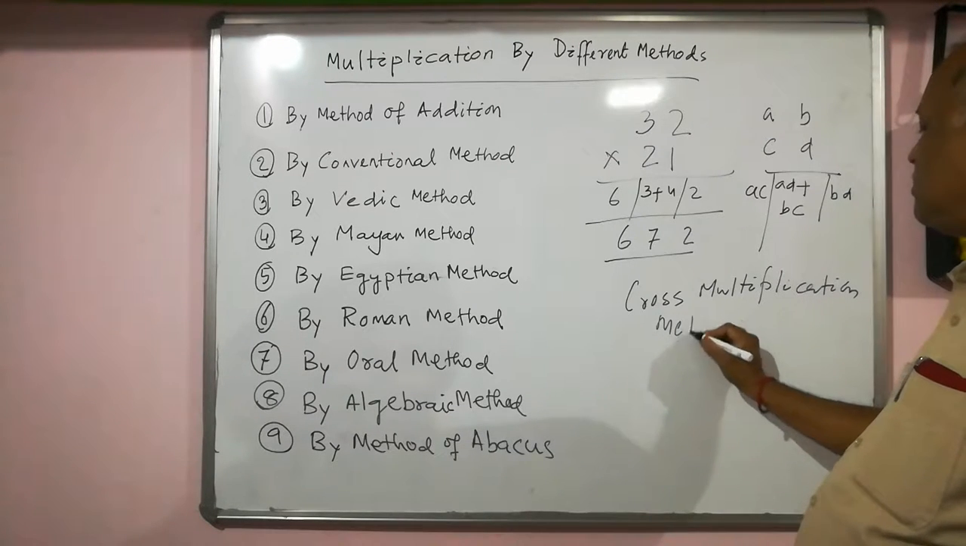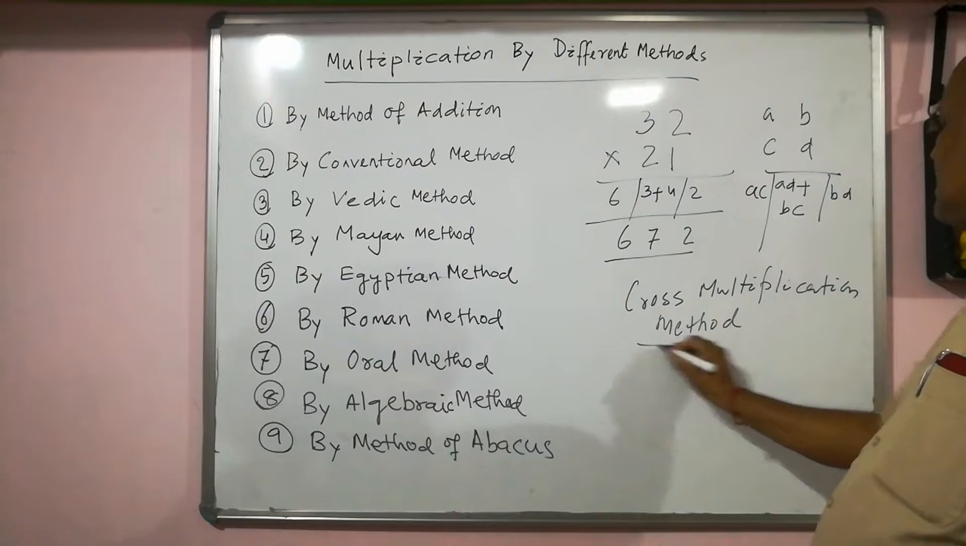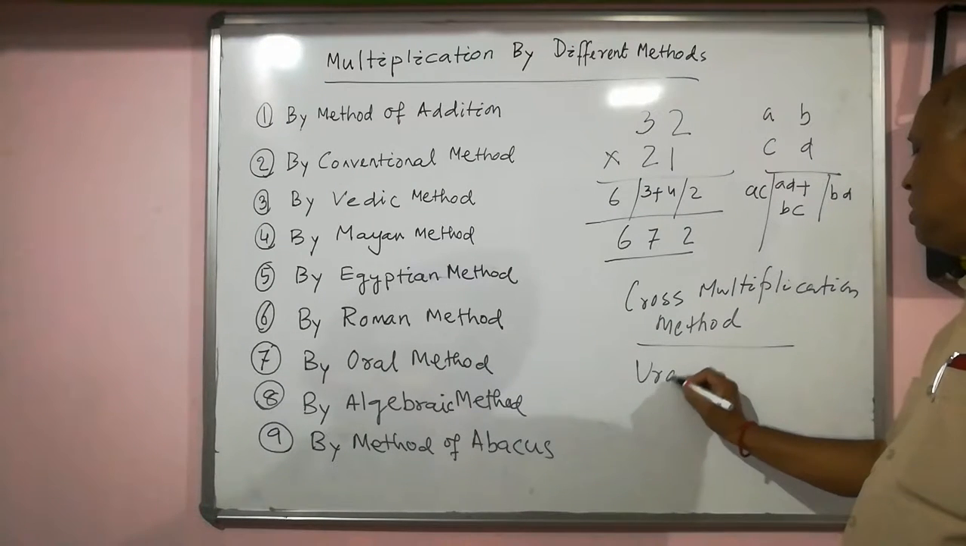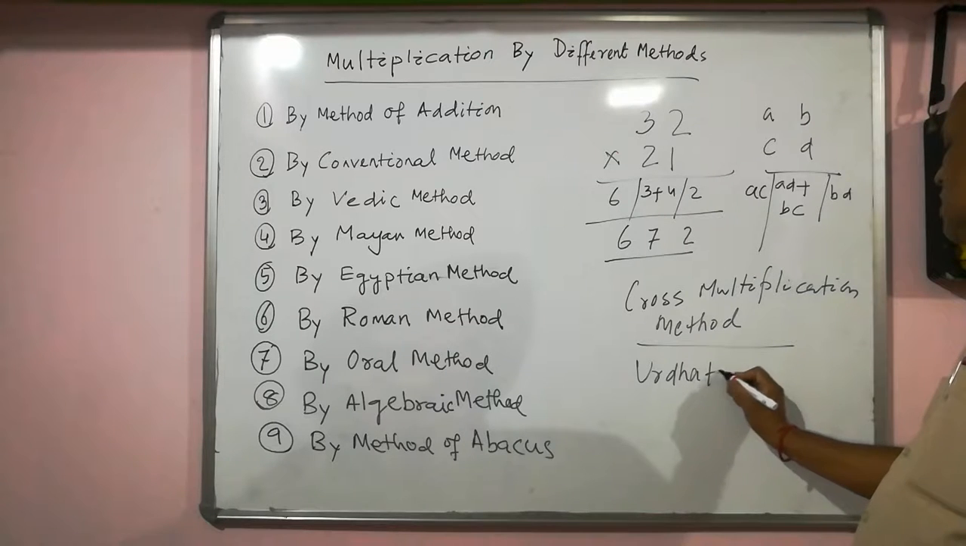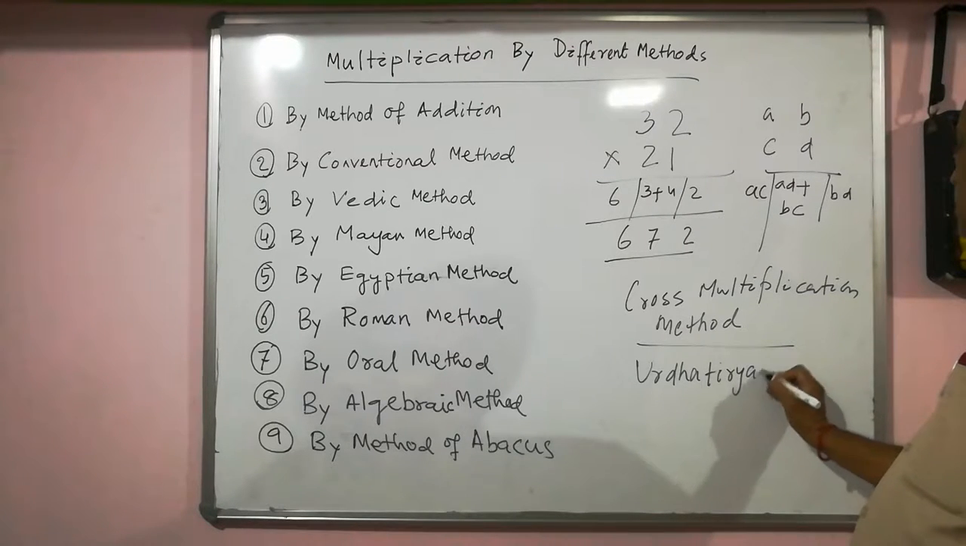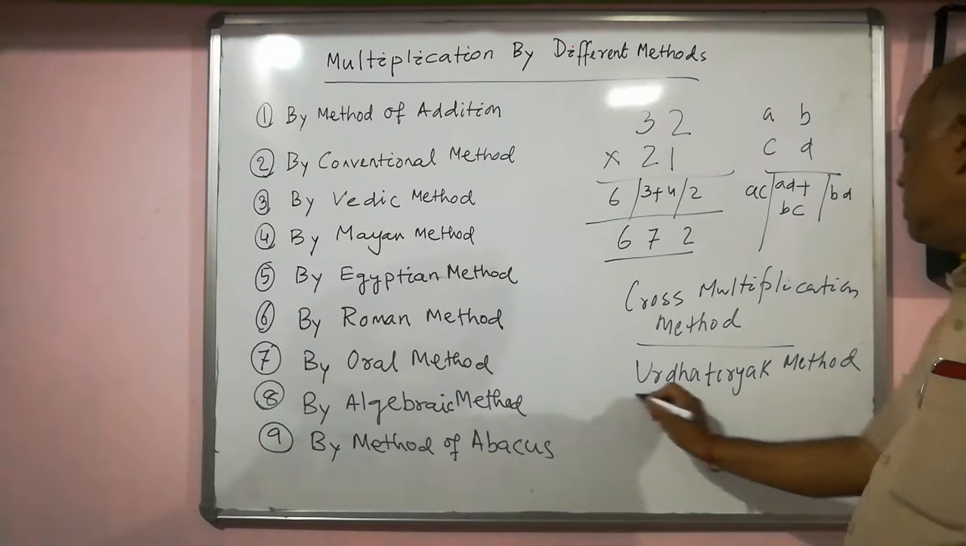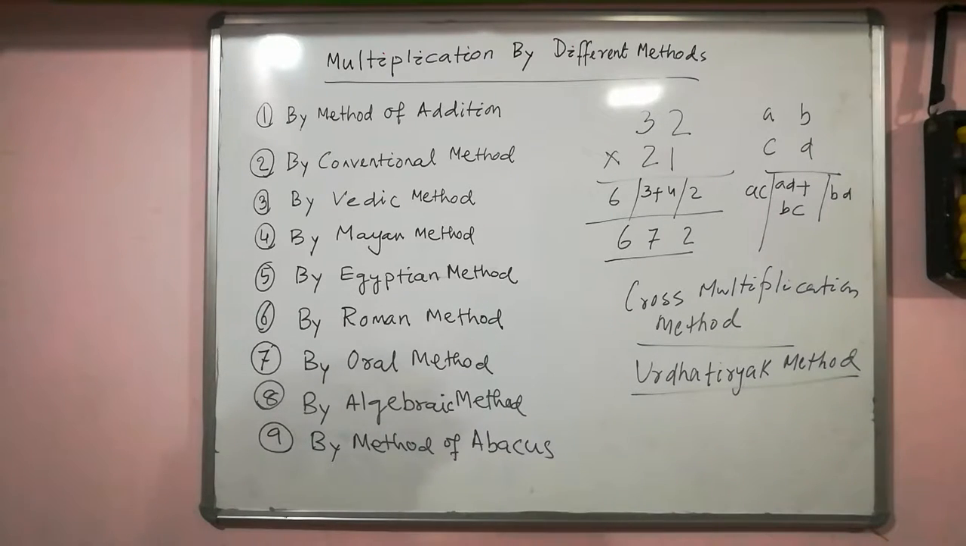Cross multiplication method. In Sanskrit, it is termed as Urdhva Tirjak method. Urdhva Tirjak method. It is a Vedic method, and so many methods are there. But this is one of the methods of multiplication, and it is a quick one.